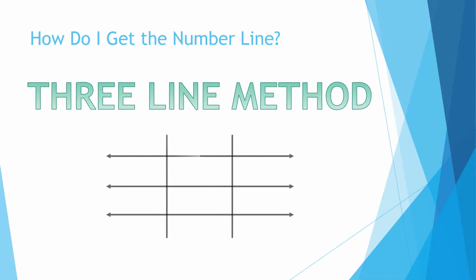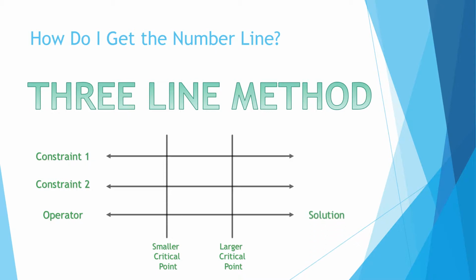The three-line method consists of horizontal and vertical lines. You can see here we have 3 horizontal lines and 2 vertical lines. The vertical lines are for our critical points, and you'll also notice we always put the smaller critical point on the left and the larger critical point on the right. The top horizontal line will be for constraint 1, the middle one will be for constraint 2, and then we're going to use an operator, whether it's an AND statement or an OR statement, and we're going to go ahead and graph the solution on the third line.